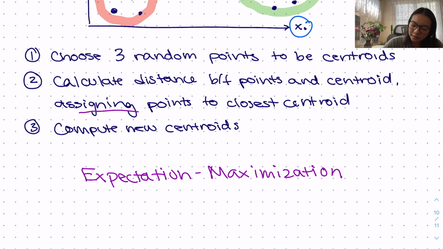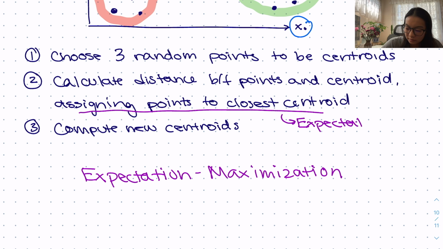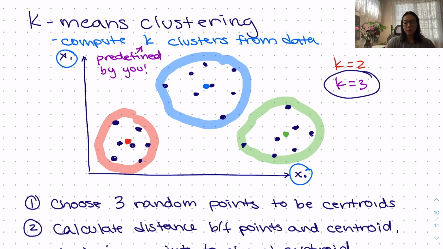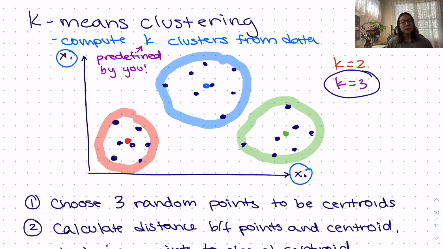This part where we're assigning the points to the closest centroid, this is our expectation step. And this part where we're computing the new centroids, this is our maximization step. Okay, so that's expectation maximization. And we use this in order to compute the centroids, assign all the points to clusters according to those centroids, and then we're recomputing all of that over again until we reach some stable point where nothing is changing anymore.